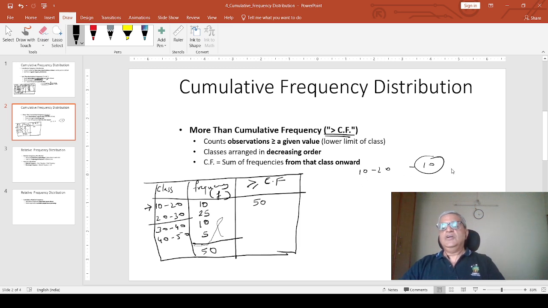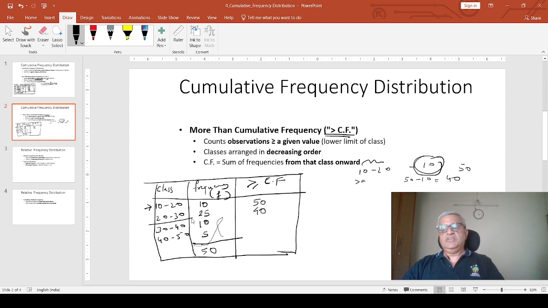So there are a total of 50 elements, but out of those 50 elements, 10 are between 10 and 20. So greater than or equal to 20 will be 50 minus 10, that is equal to 40. So here I will have 40.